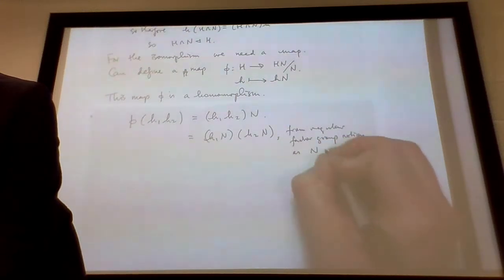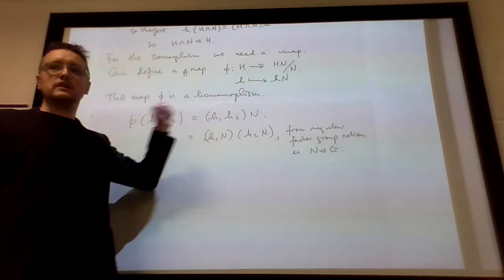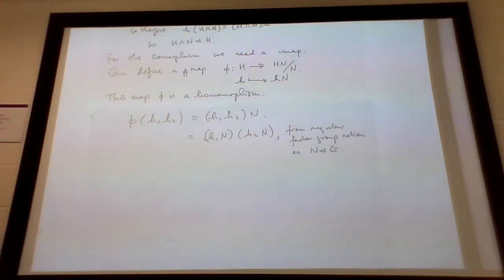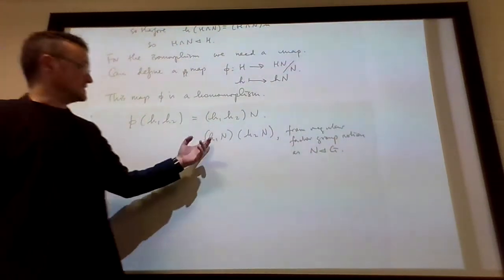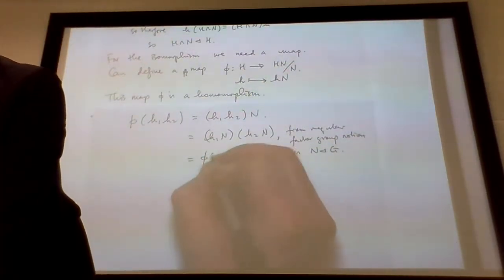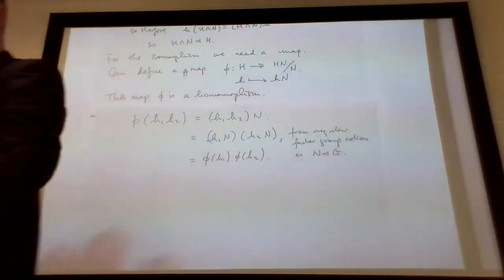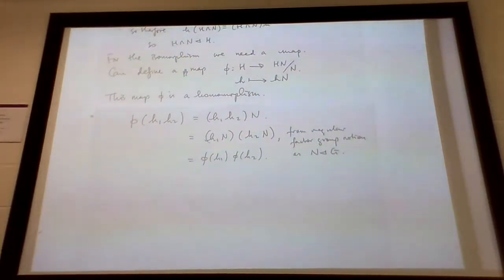As N is a normal subgroup of G, and these are elements of G, the overall containing group, that is exactly phi of h1 times phi of h2. So it is a homomorphism. It satisfies the homomorphism property.